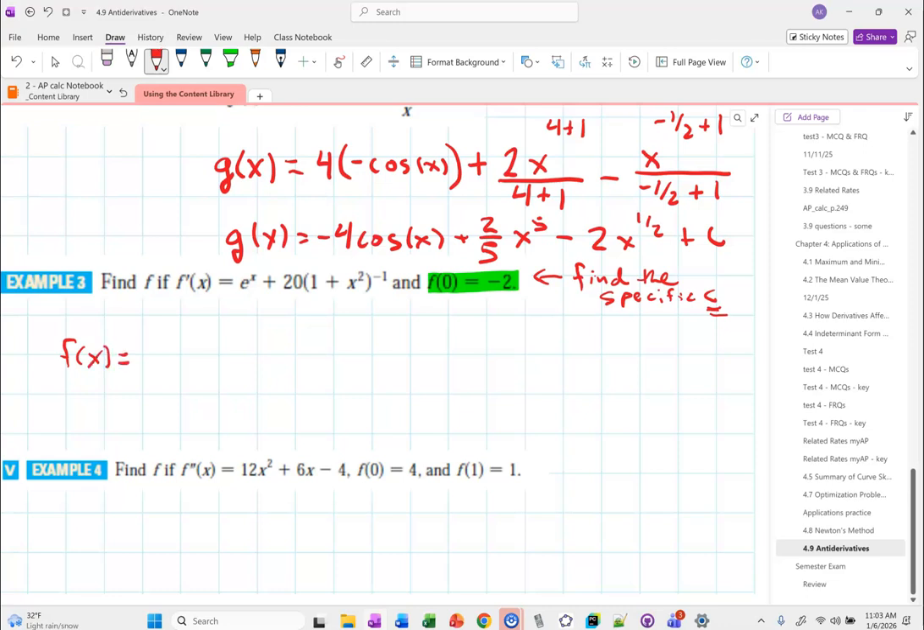All right. So, again, we can do our antiderivatives one piece at a time. What's the antiderivative of e to the x? E to the x. I'm a little bit disappointed that all of you didn't yell that at the same time, because that one should have been pretty easy. For the next one, obviously, we can probably pull that 20 out front. What's the antiderivative of 1 plus x squared to the -1?